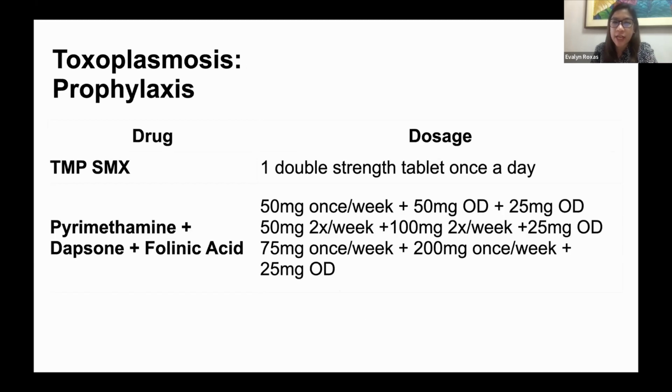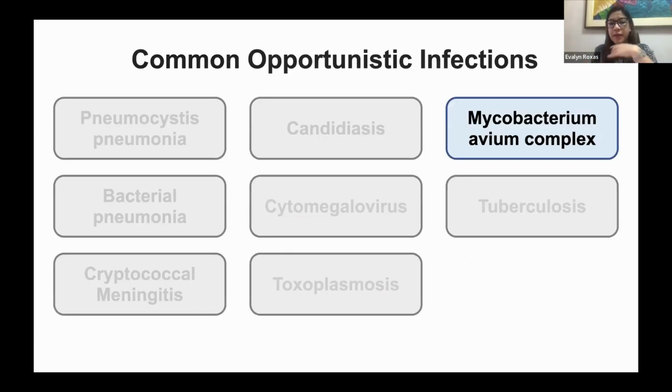But again, as I've said, there is an available prophylaxis so that the patient will have a lower risk of getting toxoplasma encephalitis. So we still give cotrimoxazole as the prophylaxis for toxoplasma at this dose: 1 double strength tablet once a day. Or if it's not available, we can give pyrimethamine plus dapsone plus folinic acid.